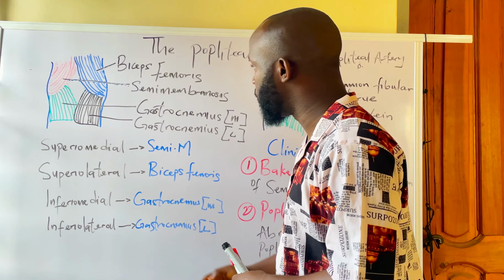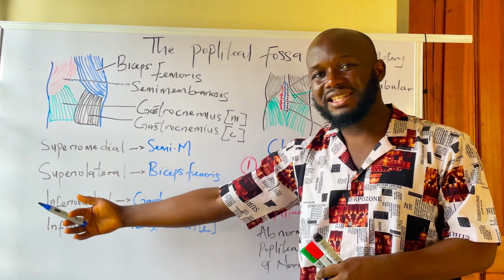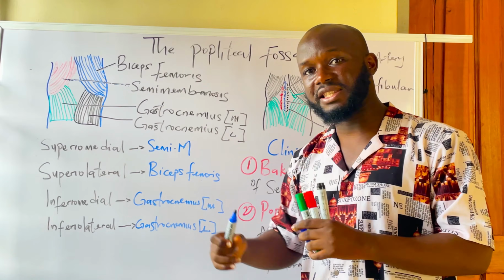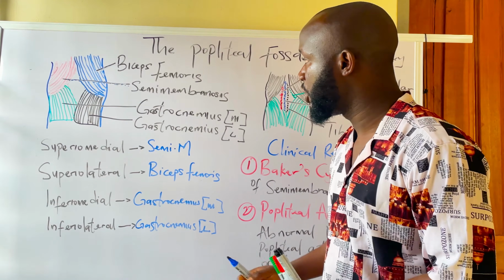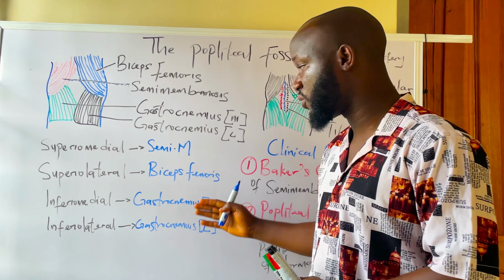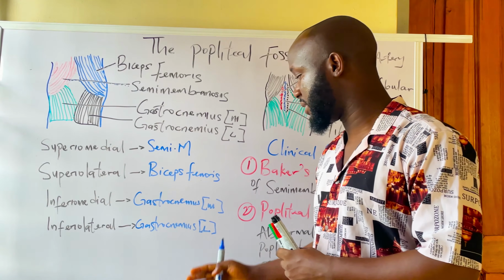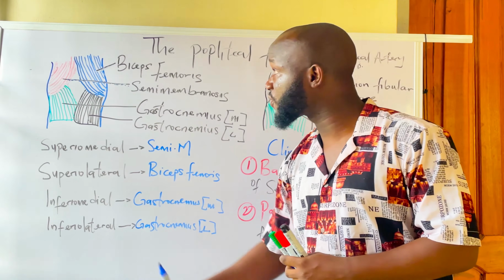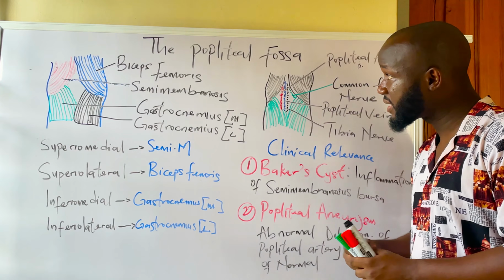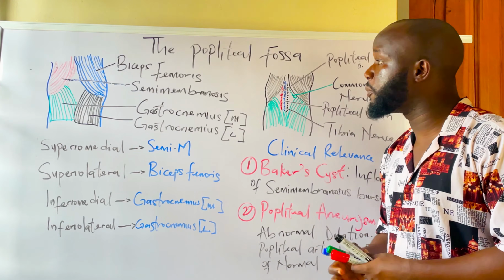So we already established that the inferior aspects of the popliteal fossa are formed by the gastrocnemius muscle. So this inferomedial aspect is formed by the gastrocnemius muscle, the medial head, because the gastrocnemius muscle has two heads. It has a medial head and a lateral head. So the inferomedial border of the popliteal fossa is formed by the medial head of the gastrocnemius muscle, while the inferolateral aspect is formed by the lateral head of the gastrocnemius muscle.